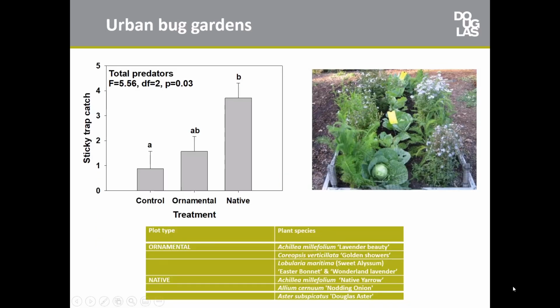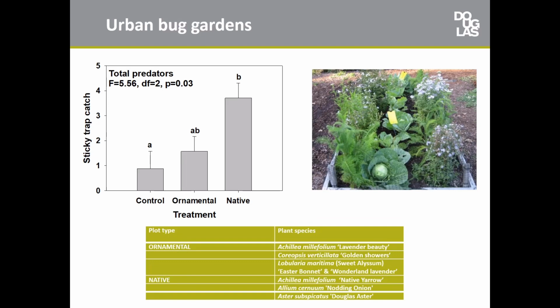Now, a few years ago, the Institute of Urban Ecology ran a project called the Urban Bug Gardens program over at the Colony Farm Community Garden. What we did there was plant a crop plant, cabbage, in association either with other cabbage plants or with a number of different types of flowering plants, native flowering plants or ornamental plants. The remarkable thing that we found is that we saw an increase in the number of predatory insects in the plots where we planted native flowering plants, things like yarrow and Douglas aster.